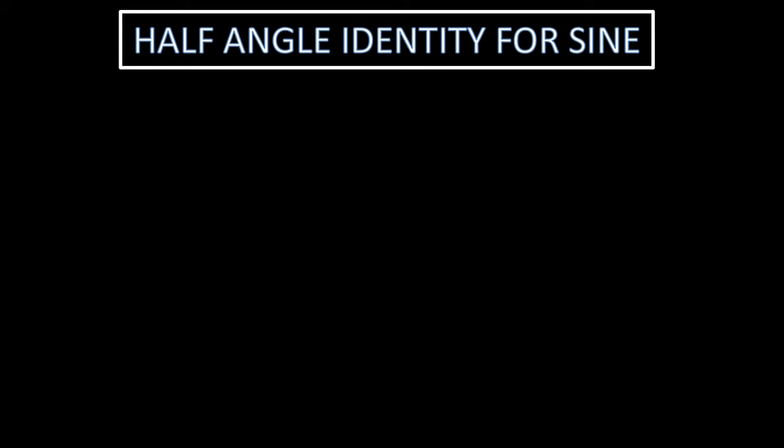So previously sa ating video, na-derive natin yung double angle identity ng cosine, which is cosine 2 theta is equal to 1 minus 2 sine squared theta. So dito yung pagsisimulan natin. Dito manggagaling yung kung paano na-derive yung half-angle identity ng sine.